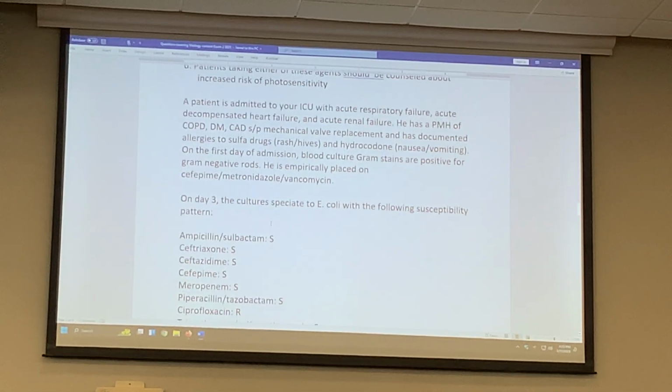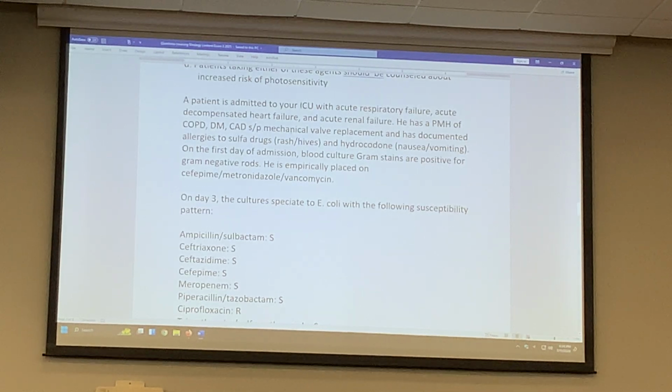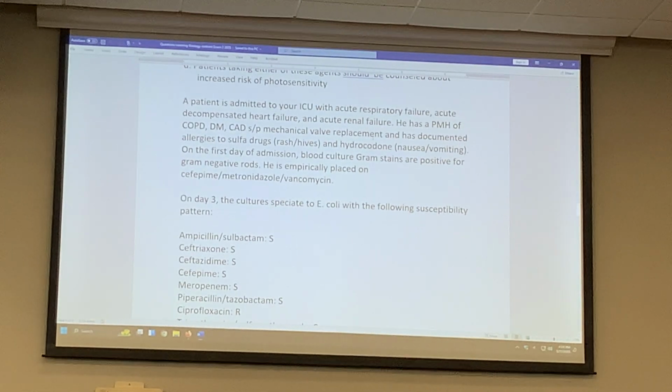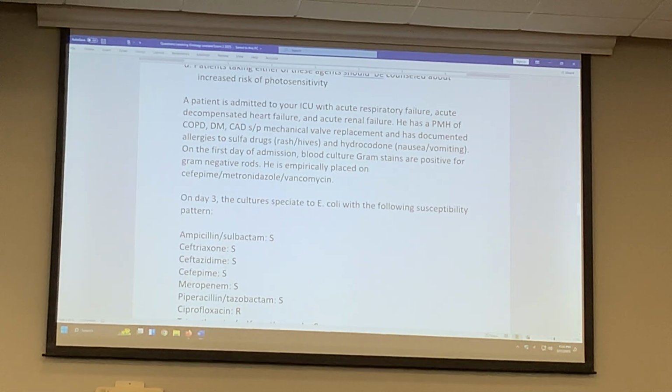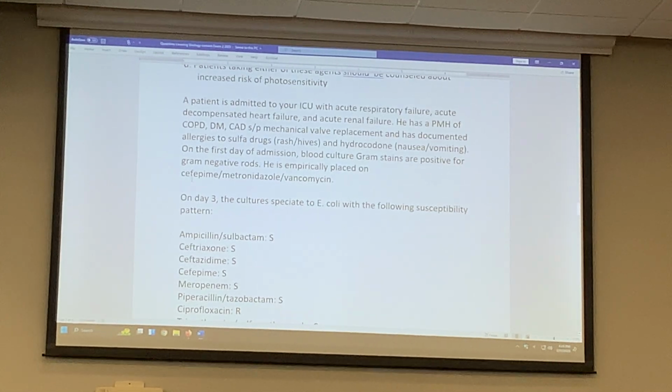So, next one. A patient is admitted to the ICU with respiratory failure, heart failure, and acute renal failure. Has a history of COPD, diabetes, CAD, has a mechanical valve replacement, and has documented allergy to sulfur, rash and hives, and hydrocodone, nausea, and vomiting. On the first day of admission, the blood culture gram stains are positive for gram-negative rods. And the team puts the patient empirically on cefepime, metronidazole, and vancomycin.